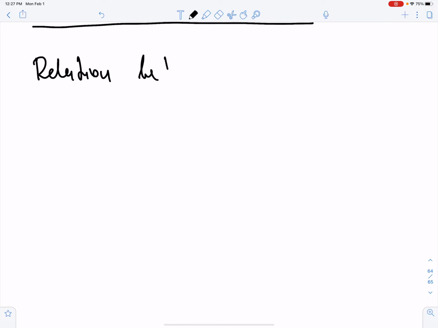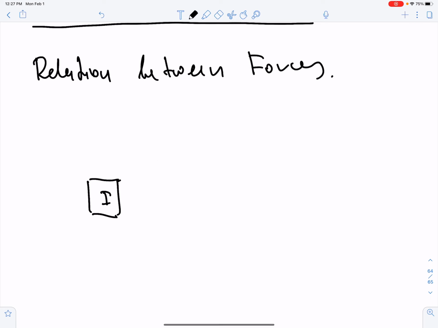The relation between forces. Okay, so this is interesting. All right, let me go back to node I, and the explanation here is going to be slightly different than that in the notes, but I like it better.